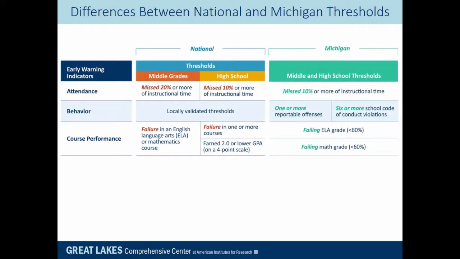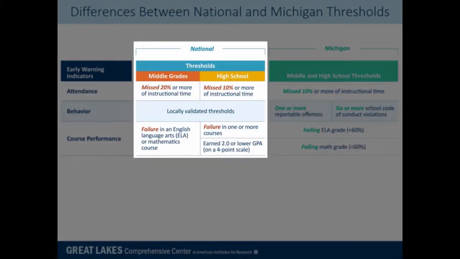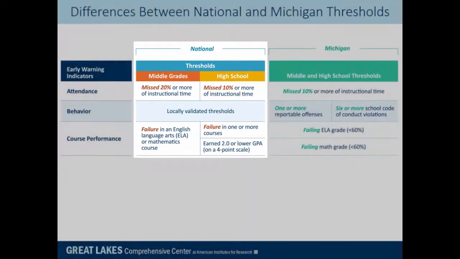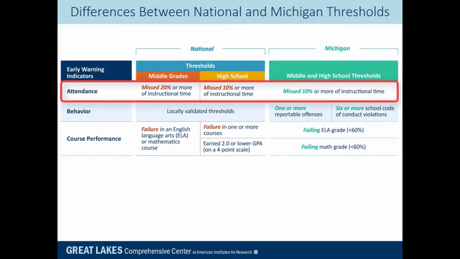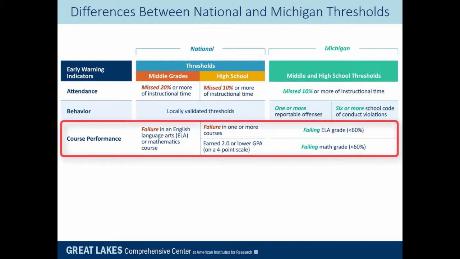There are a few differences that should be noted between the Michigan thresholds and the national thresholds. First, in the Michigan Data Tool, the attendance and course performance indicators have the same thresholds for middle grades as for high school, but the national attendance and course performance thresholds are different for middle grade students and for high schoolers. Since the national threshold for attendance is missing 20% or more of instructional time, but the Michigan Data Tool flags students when they miss 10% of instructional time, this means that the Michigan Data Tool may over-identify middle grade students for attendance.